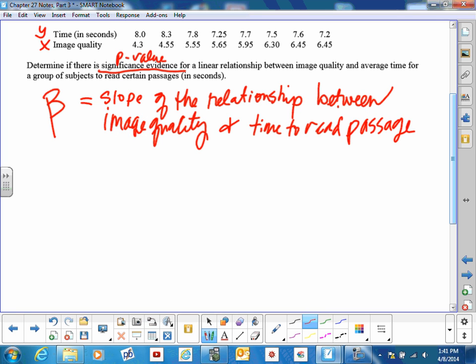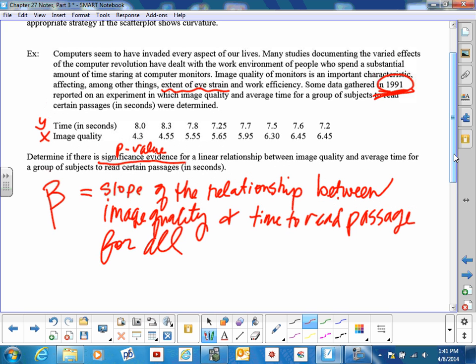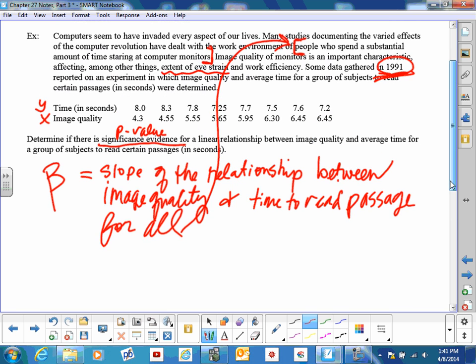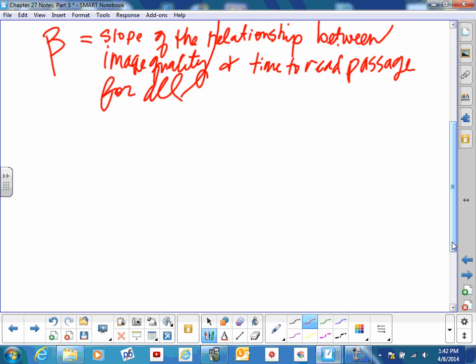I need to really hone in that it's about a population of all. If you don't do this part, you're skipping the part of the description. You need it for all what? I'm pretty sure it's for all people who spend a substantial amount of time staring at computer monitors. That's who we want to make an inference to. And for time saving, I'm going to do that, but you certainly would not do that on AP. All right, so there's our parameter that we will be making an inference about.